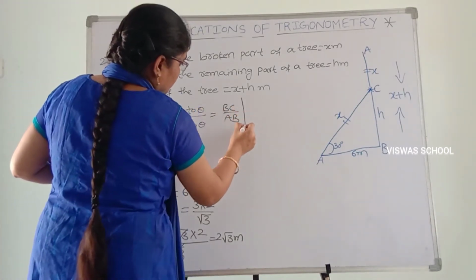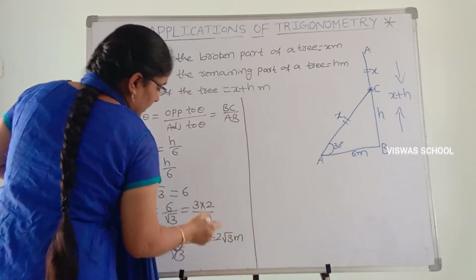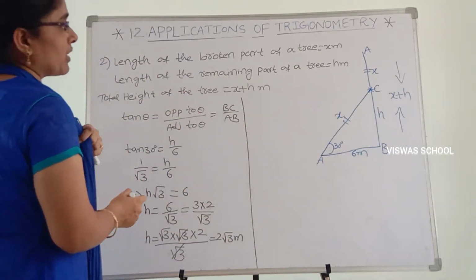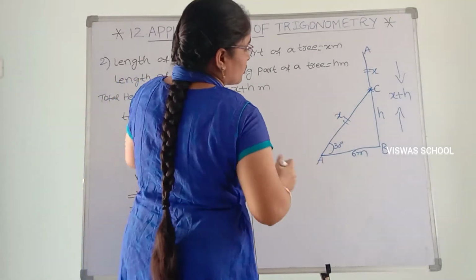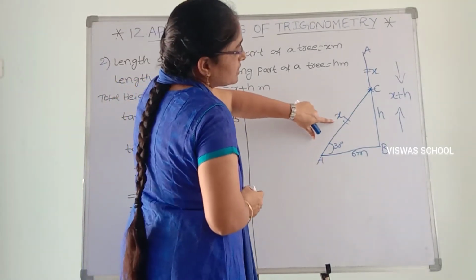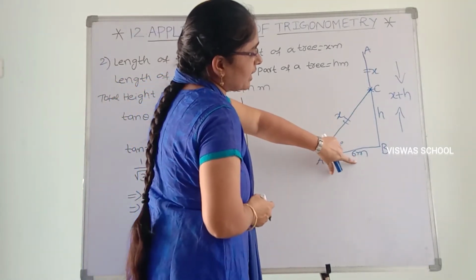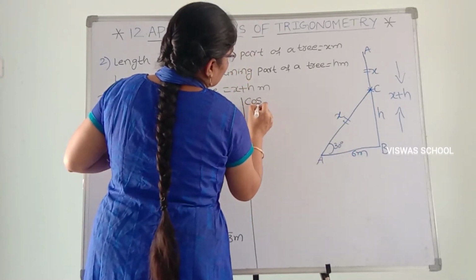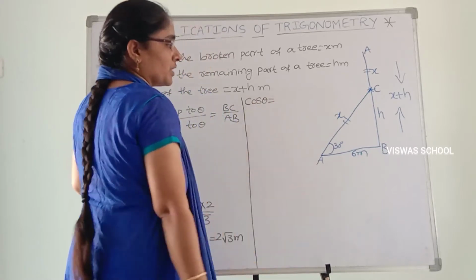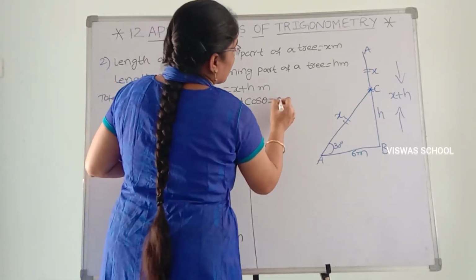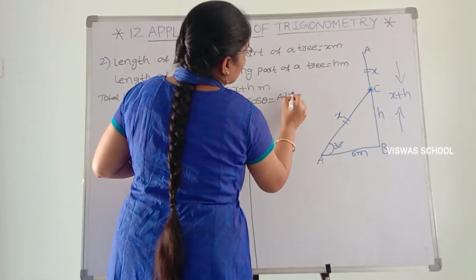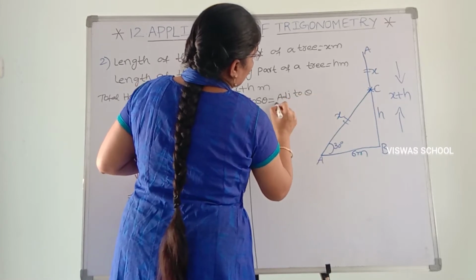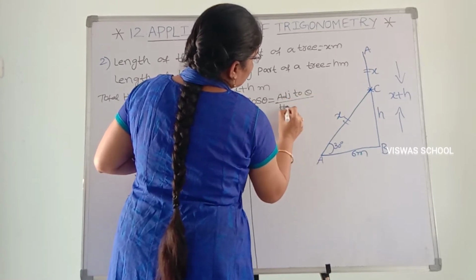Next, now we have the H value. Next we have to find the X value. To find X here, this is the hypotenuse and this is the adjacent. I am taking cos. Cos theta is equal to adjacent to theta by hypotenuse.